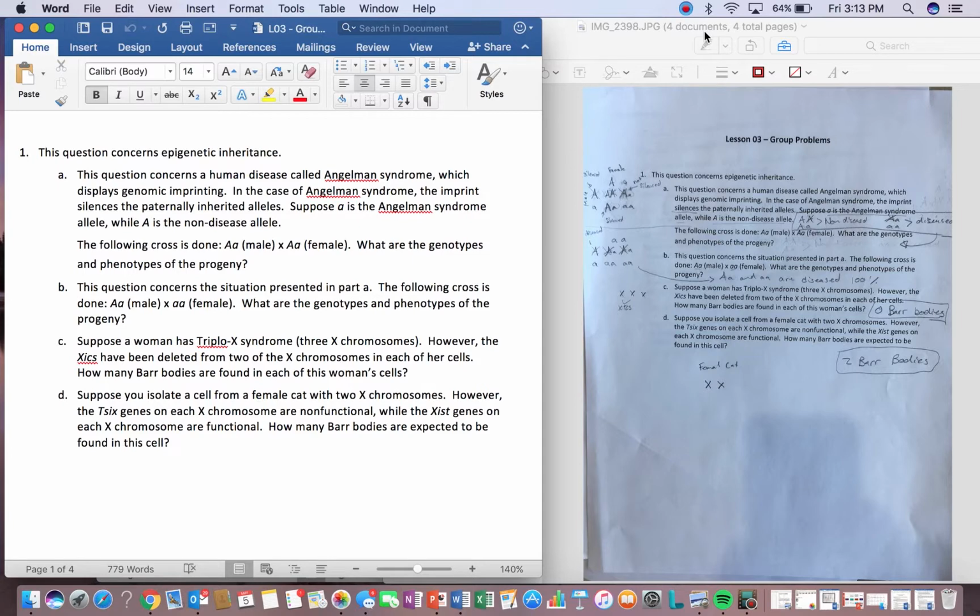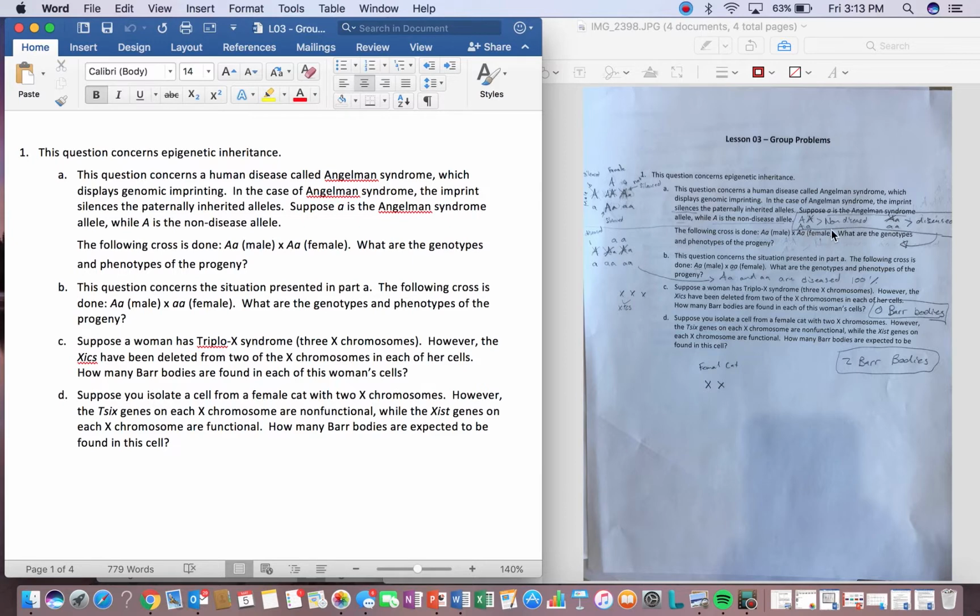So if we look at this first problem, you can see right here as well as right here, we're talking about Angelman syndrome, and this is an epigenetic inheritance. And so one of the males, because it says paternal right here, whenever you have a recessive genotype with dominant, the dominant is silenced. And so with the outcome that we receive, we get homozygous dominant, non-disease.